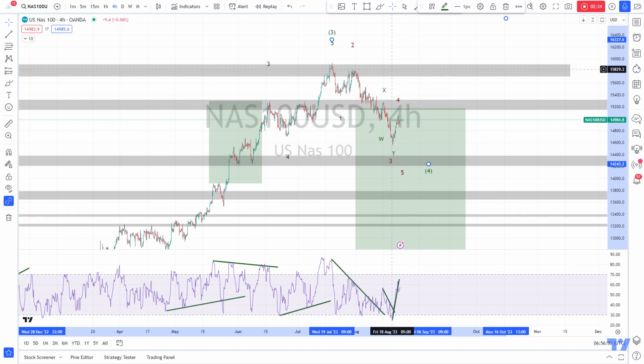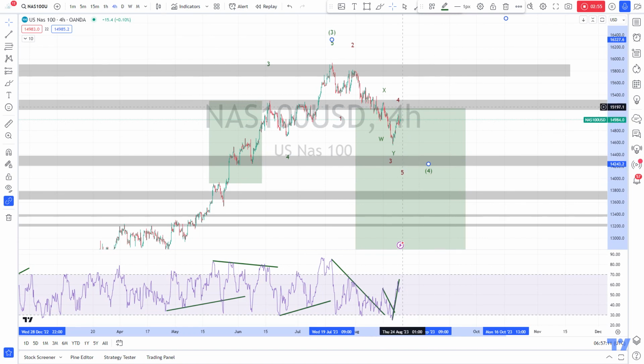Do we succeed and do we take out this high? Then of course the correction was in. Or do we get some kind of fake rally, a rally that will fail to the upside and then go down again? Then it would mean that we have this double correction.